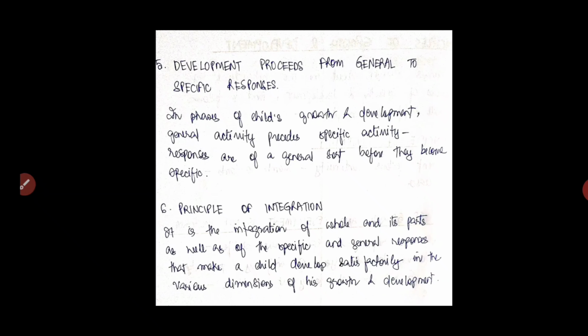Principle of integration. It is the integration of the whole and its parts. What do we mean by integration? Integration means all the parts coming together, unifying and becoming a whole. It is the integration of the whole and its parts as well as of the specific and general responses that make a child develop satisfactorily in the various dimensions of his growth and development. The specific responses or part movements of a child all combine in the later process of development.